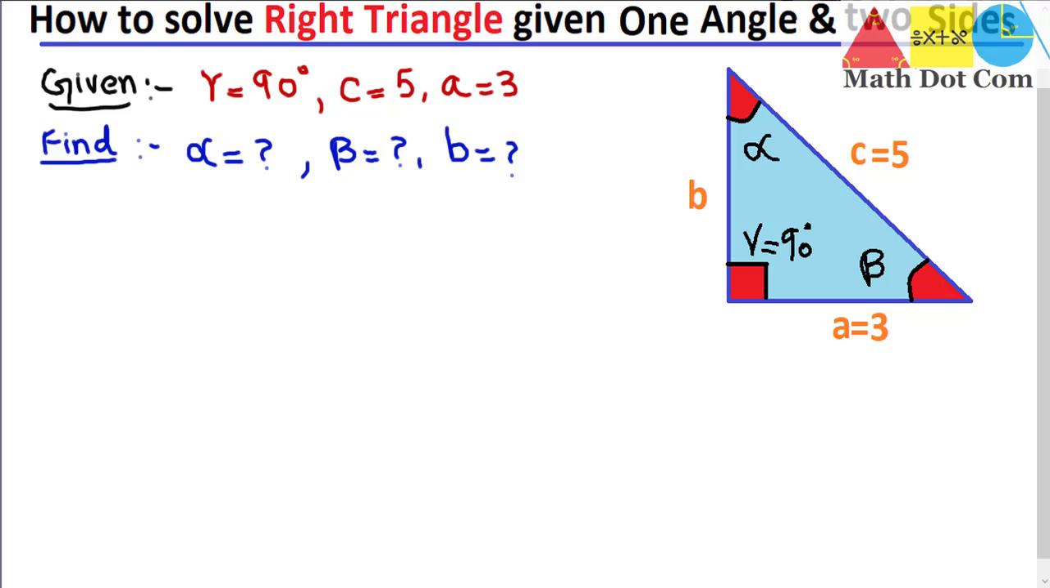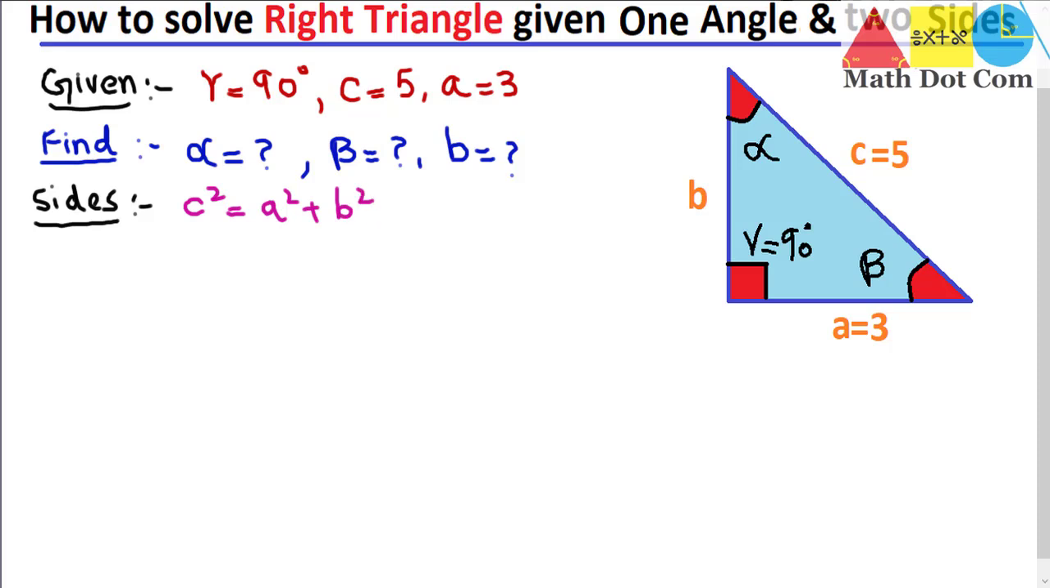First of all, I will find the side B, as we are given the two sides. So I'll label it as the sides. First we will find the sides and then we will move to the angles. For finding the side, we all know the very famous Pythagoras theorem, that is C square equals A square plus B square.